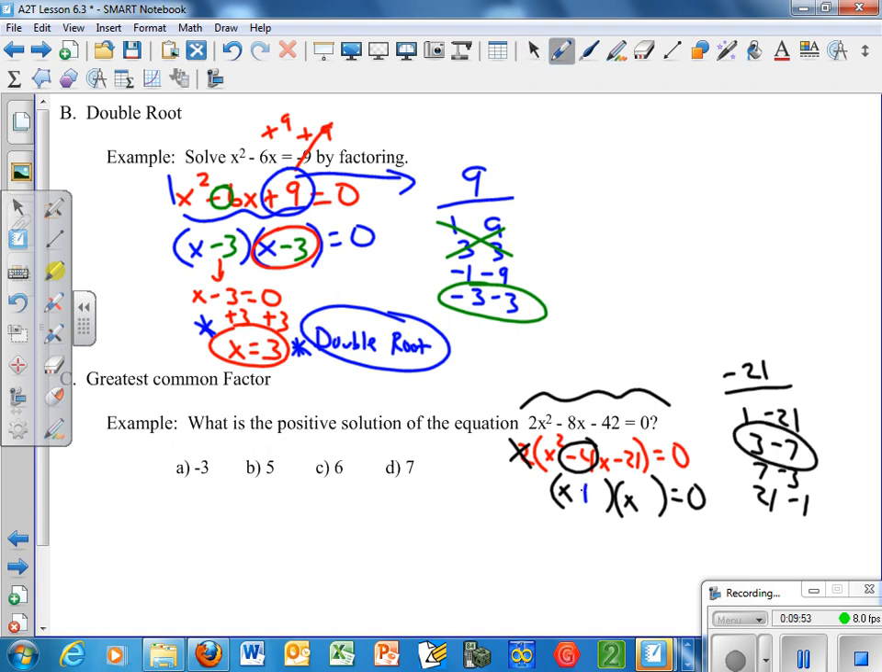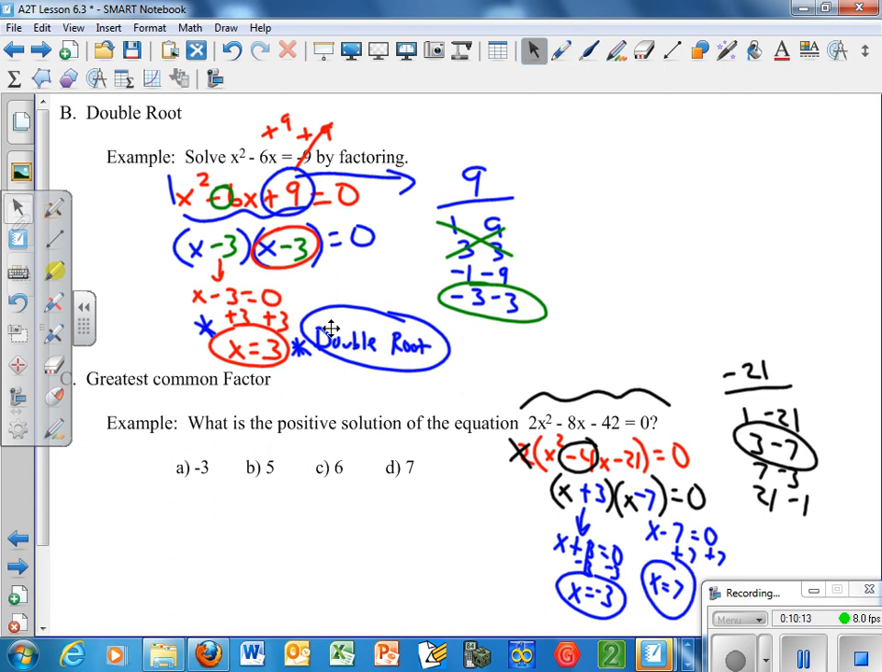So it's plus 3 and minus 7 is what goes in the binomial factors. Now I set each factor equal to 0 and solve. So I would subtract 3 there, so x equals negative 3. Set this factor equal to 0, add 7, so x equals 7.